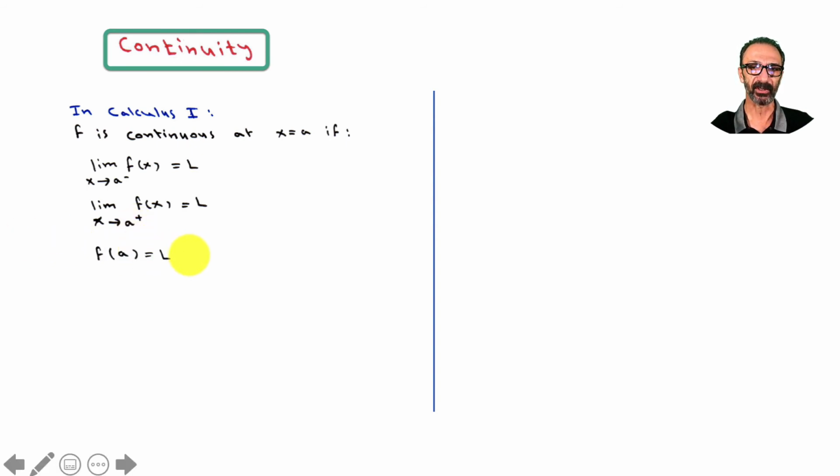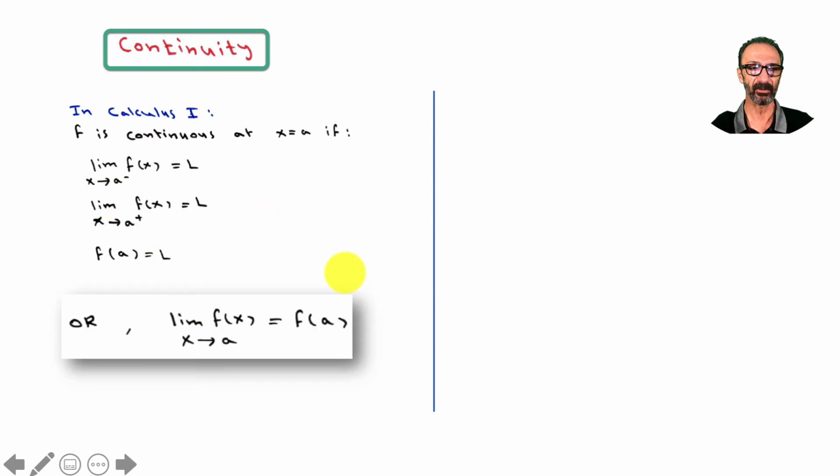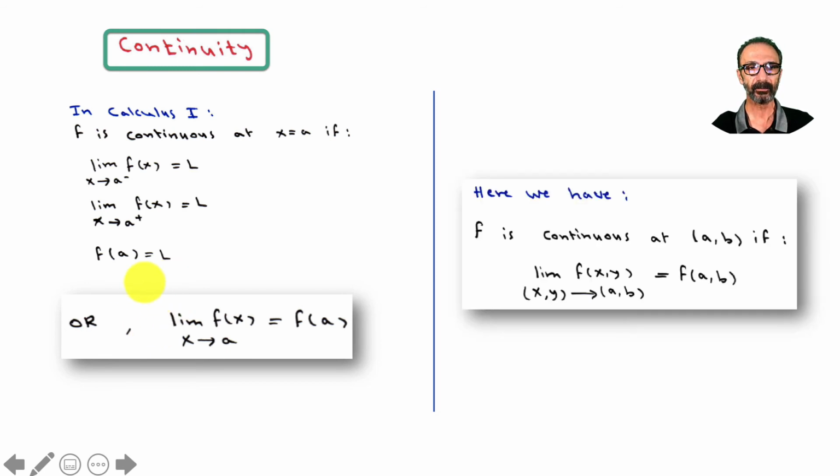And in short, we just write the whole thing in one statement, which is the limit of f of x as x approaches a, that means right and left, is exactly the same as f of a. I don't need to write this down, but I think it's worth it, and it doesn't take time. As you can see, I was going a little bit fast. Here we have the following. If f is continuous at (a, b), then the limit of f of x, y as (x, y) approaches (a, b) will be f of a, b. Same style.